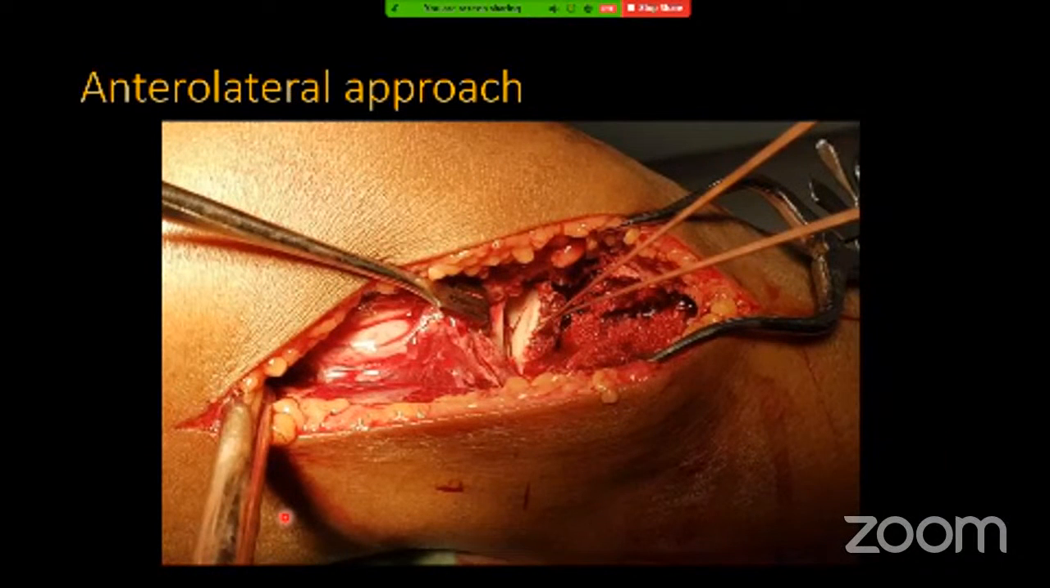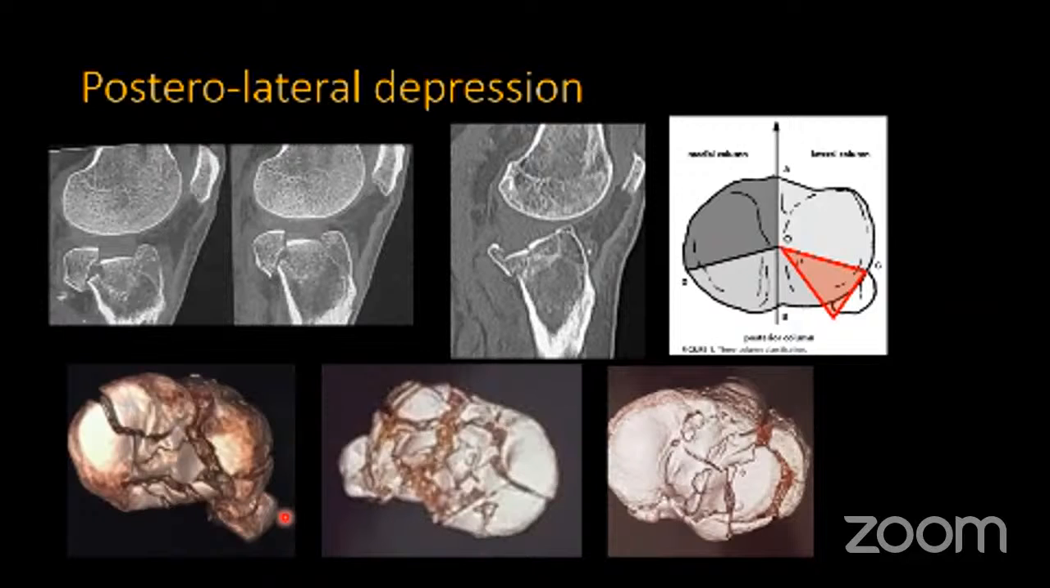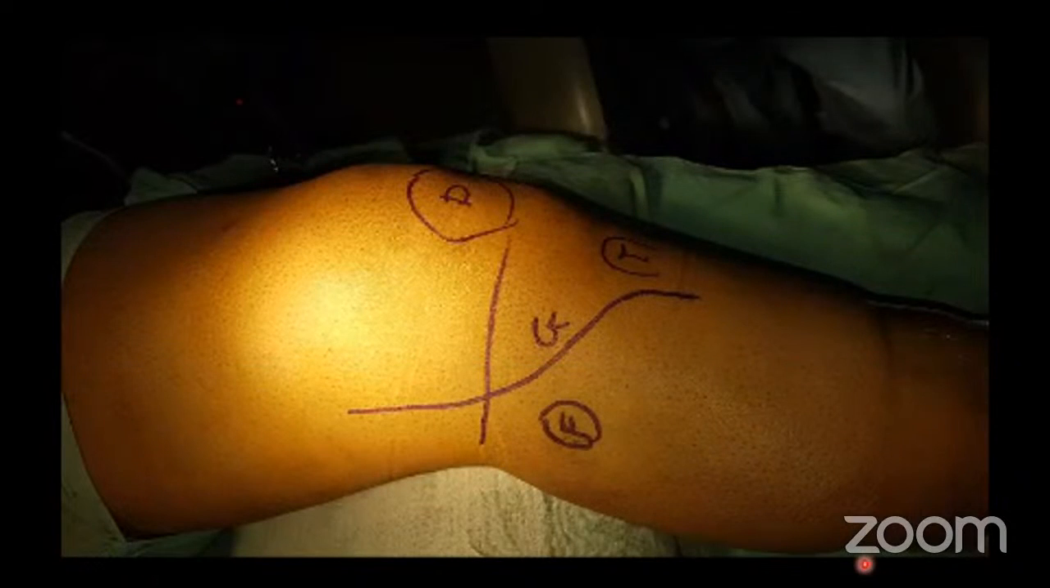This is from the anterolateral approach, which is the usual approach. But now the approach which we are going to discuss is about the lateral. This is a tibial condyle fracture, and there is a deep posterolateral comminution. These are the cases where you need to go and assess this area. So this approach was actually devised by Chang et al., Chinese surgeons, and there is a nice description of the approach seen in this paper, where they have described the steps.